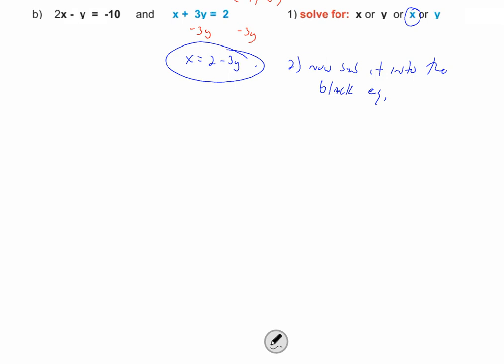So I'm looking at the black equation, I'm writing 2, and where the x is, I'm putting my parentheses, right? And then I have my negative y equals my negative 10. So again, I'm looking at the black equation. Where my x is, I'm putting my parentheses. And then it's minus y equals negative 10. I'm going to take my blue, and I'm going to sub in, right? 2 minus 3y. Subbing in my 2 minus 3y.